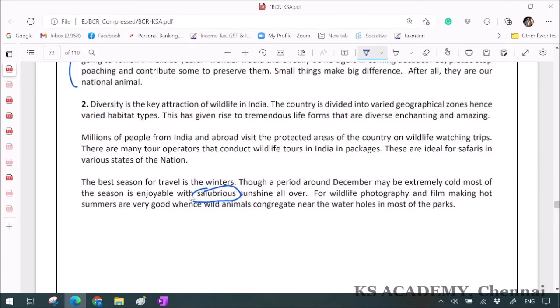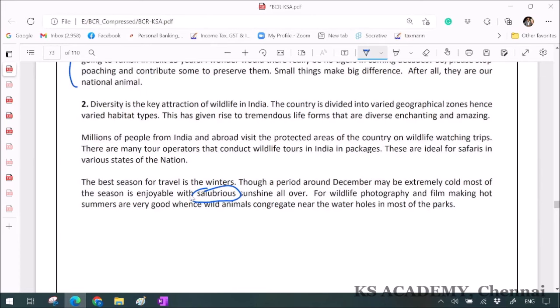Next, see, tourists from India and abroad. Who cares? I am now talking about wildlife. I don't care about tourists from where they are coming. They may come from Chennai, they may come from USA, I don't care. From India and abroad can be deleted. What can I say? Several tourists or many tourists. Who cares from where they come? So from India and abroad can be deleted. I can save 4 words there. And I can simply say many tourists or several tourists. Several tourists visit the protected areas.